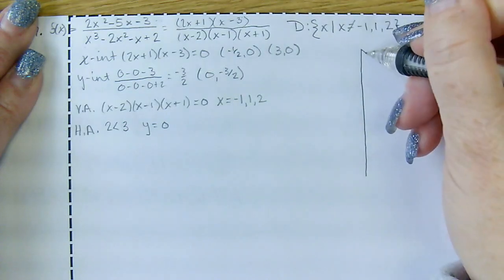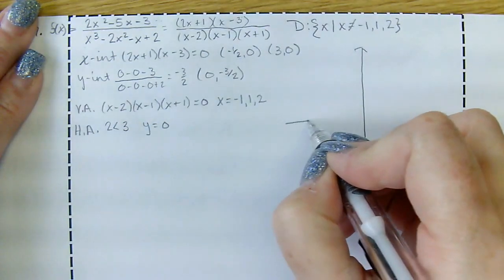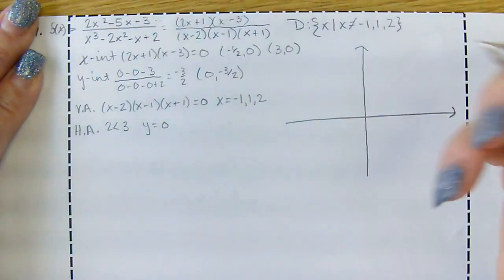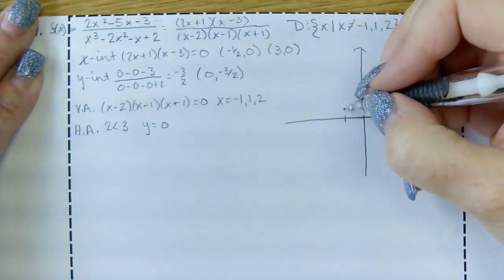I'm getting really good at this graph now. Okay, so I have negative 1 as a vertical asymptote.